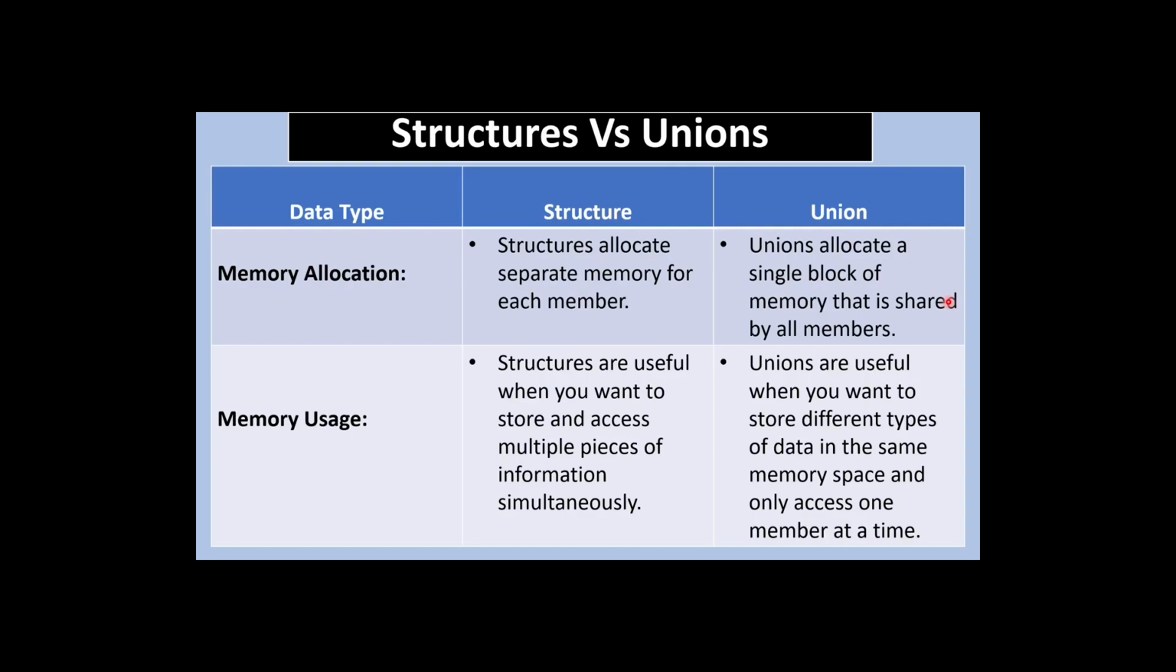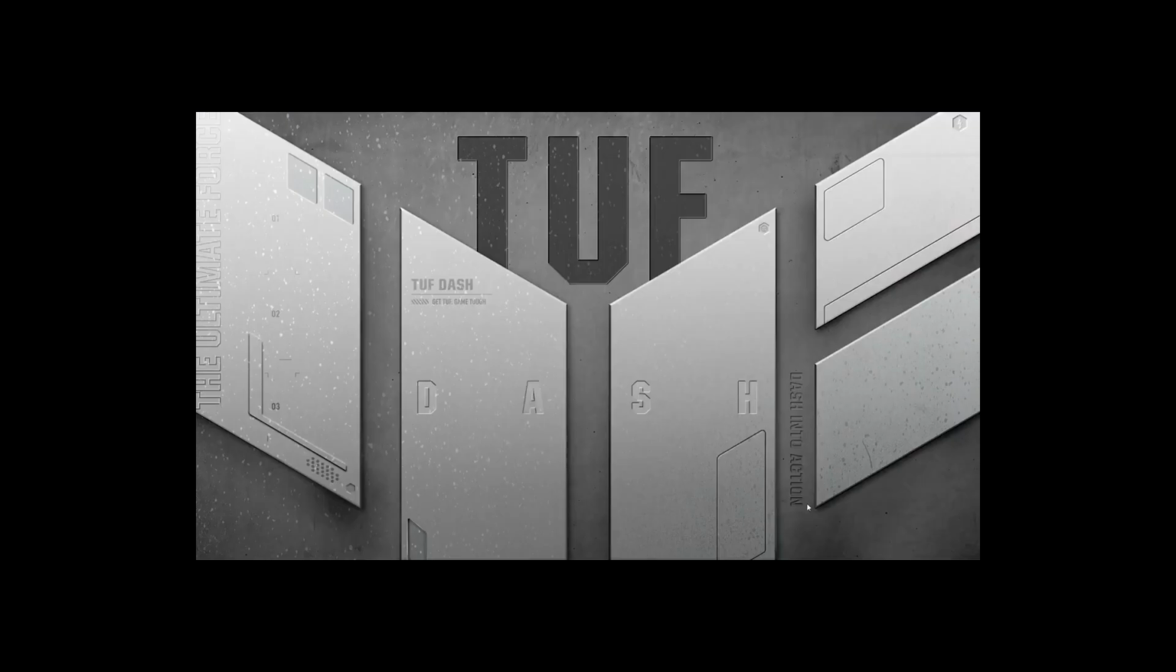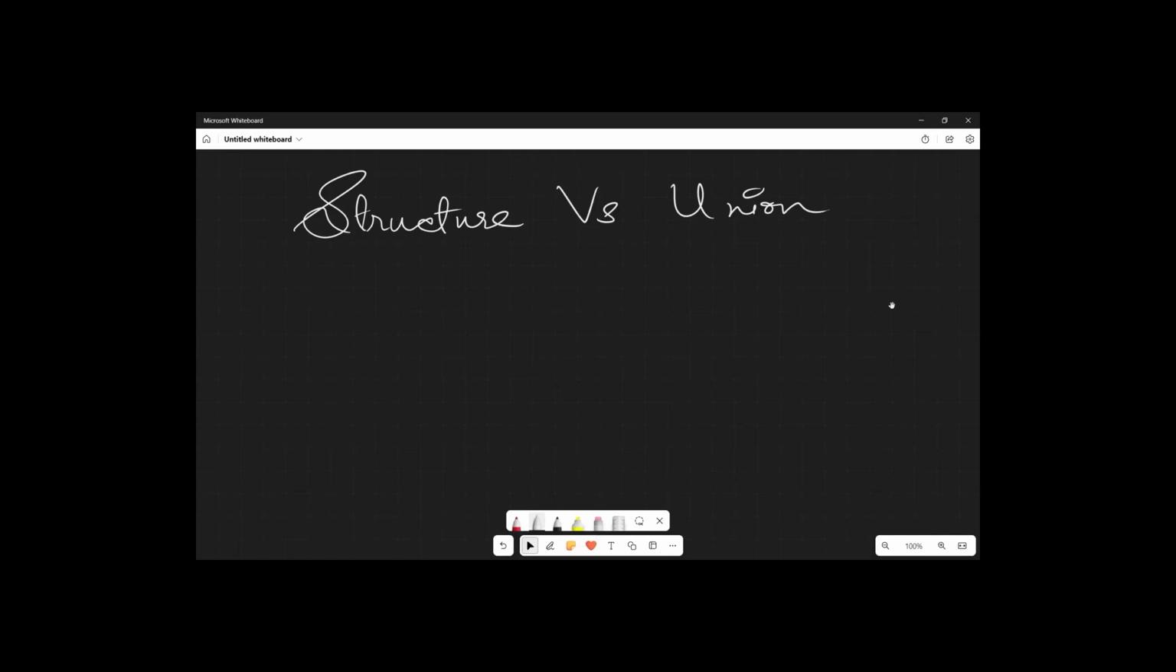Okay, that means a union variable will occupy only as much memory as its largest member. So I will tell you what it really means. Okay, let us do one thing. Let us take a simple example, then we can understand better about it. Okay, so I'm going to my board and here I will just show you a simple example.